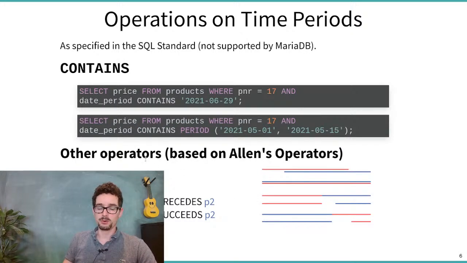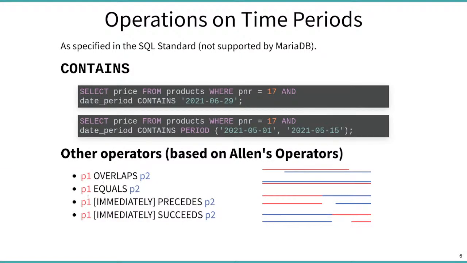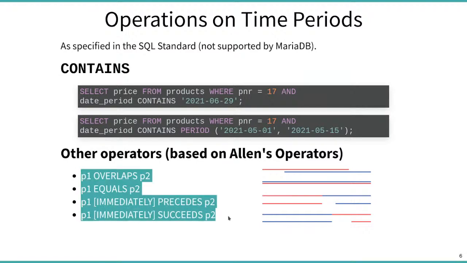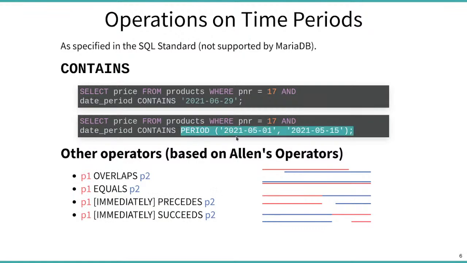And these other operators, which only work for periods, that the SQL standard defines, are overlaps, equals, precedes, succeeds, immediately precedes, and immediately succeeds. So when you use DB2, for example, you can use those intervals here, and you can construct your own period by writing period and then comma separating two dates, and then you can ask if an interval overlaps another interval.